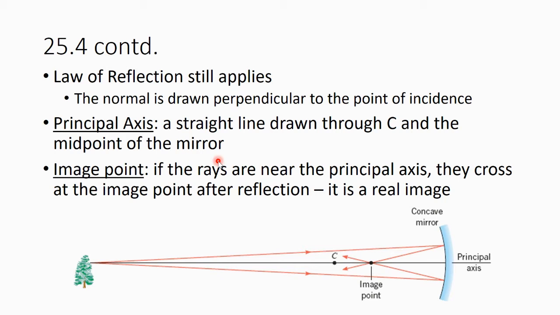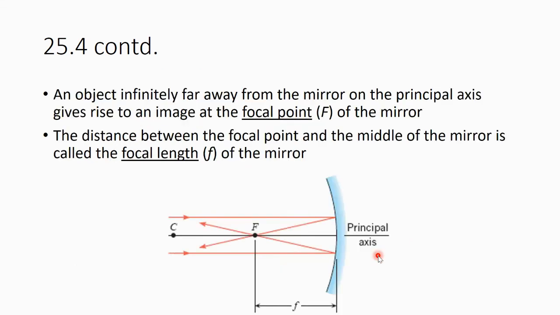And then our image point, if the rays are near the principal axis and they cross at the image point after reflection, it is a real image. So we'll get more into this, but essentially, if you're drawing your rays, I have two rays here that are drawn coming from this tree, and they actually do physically intersect. So we say that's a real image. We'll have examples where we have to extend the rays into the mirror and they virtually intersect. So we have a virtual image. But if your rays are physically intersecting, you have a real image.